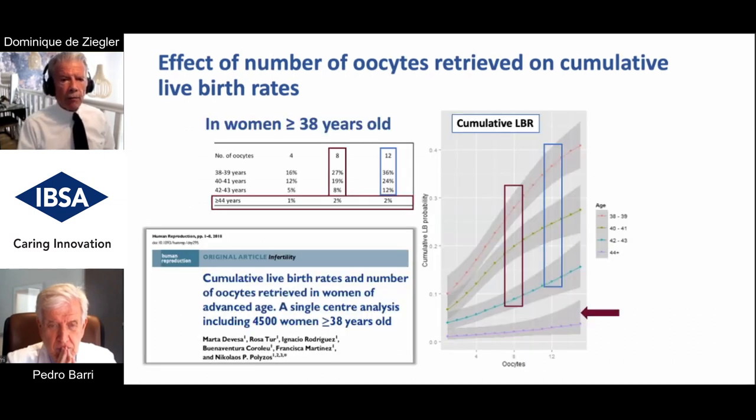Now, in women over 38 years of age, you have here the results with the number of oocytes retrieved and the cumulative live birth rate. So what you see is that at 44, nothing really works anymore, but in the women who are 42 to 43, 40 to 41, and 38 to 39, you have a better cumulative live birth rate with a larger number of follicles. So therefore, it's interesting to have more.